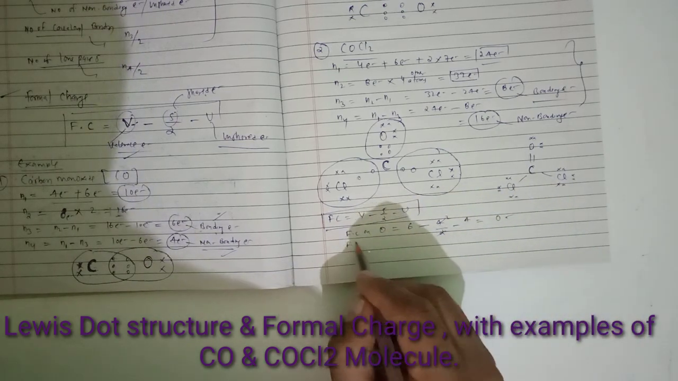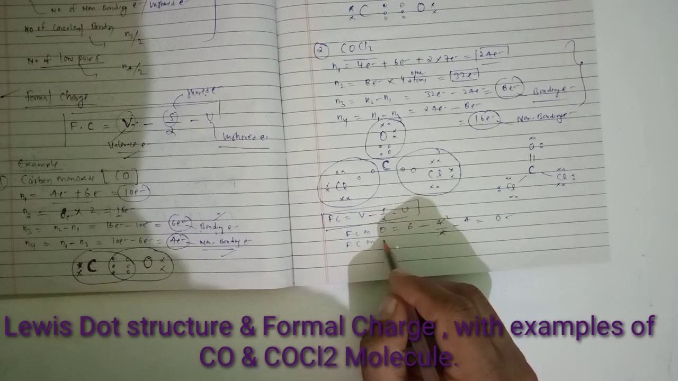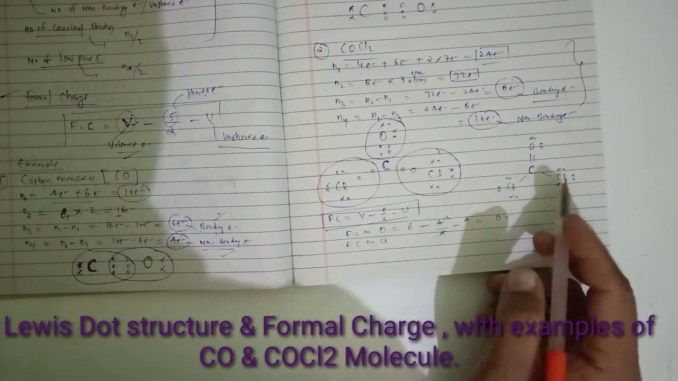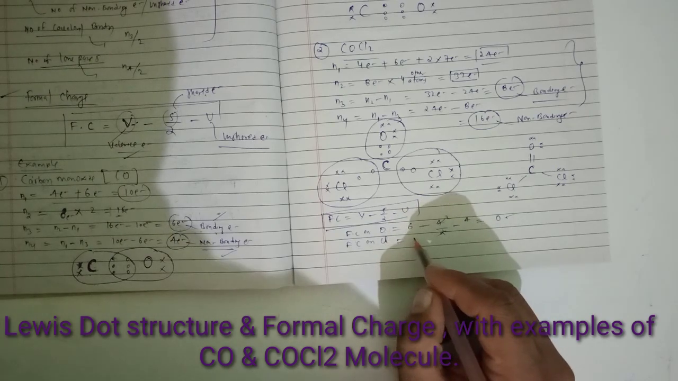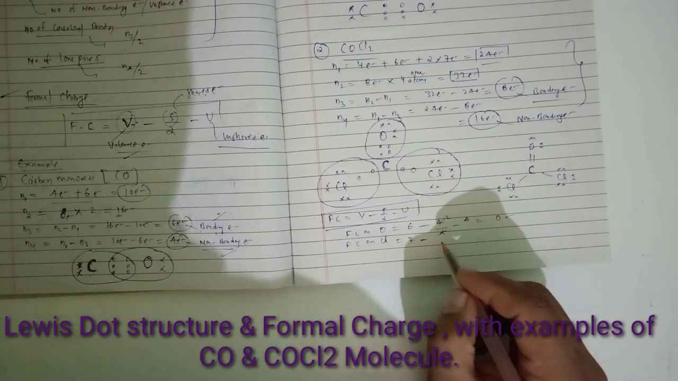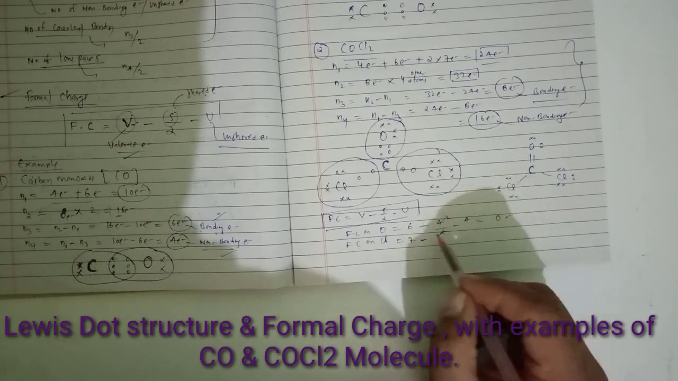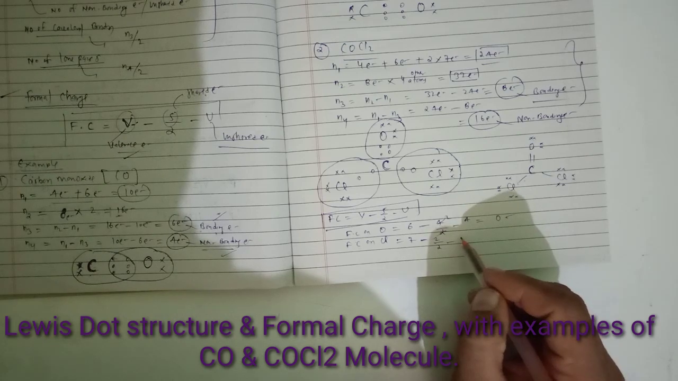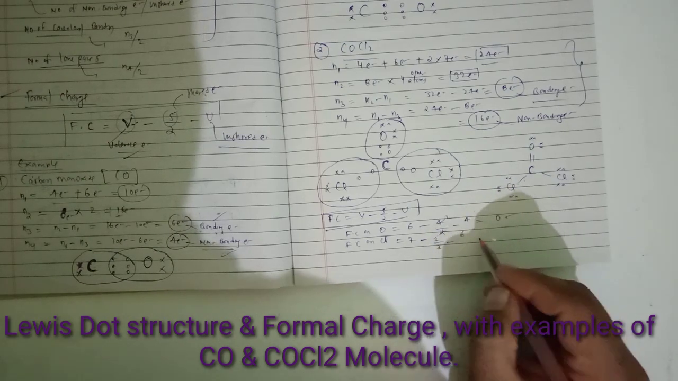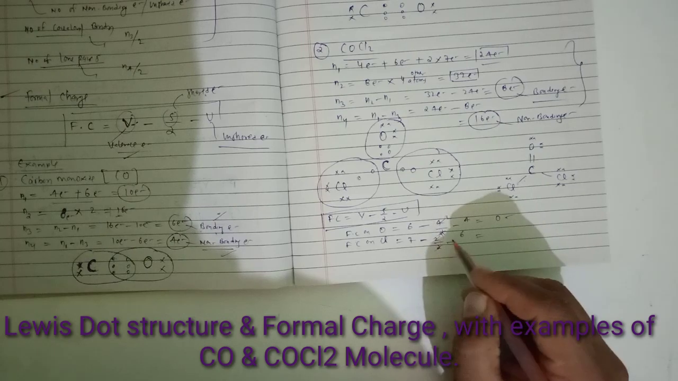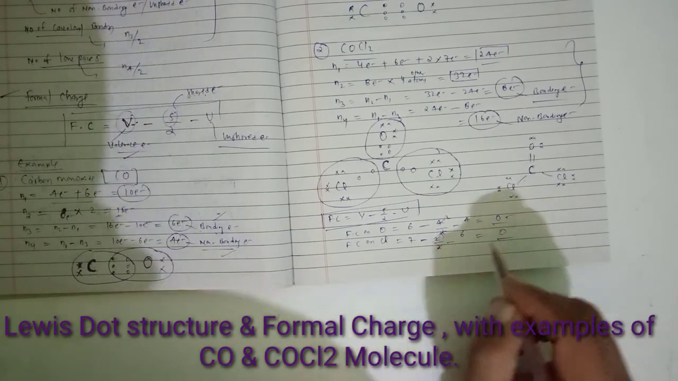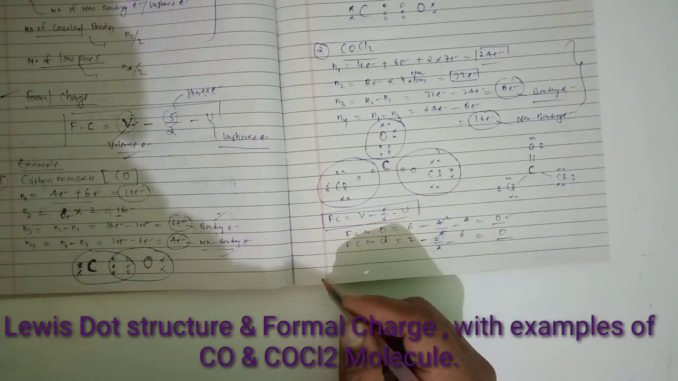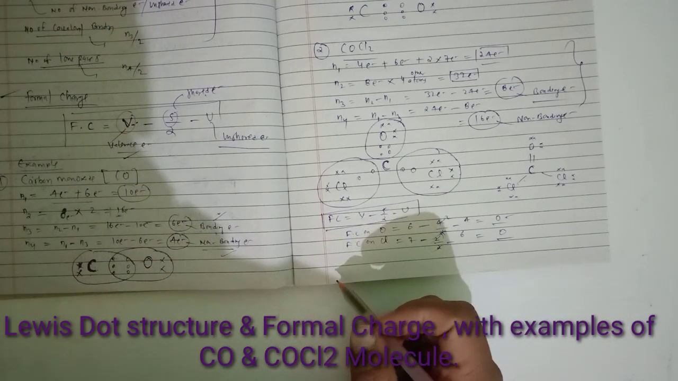Then if I find out the formal charge on chlorine, you can see that both the chlorines are the same, chlorine 1 and chlorine 2. The valence electrons are 7, minus the shared electrons, which are 2, upon 2, so 1, minus the unshared electrons, which are 6. So 7 minus 1 minus 6, 7 minus 7 is 0. So 0 is the formal charge on chlorine, and it will be very similar for the other chlorine also.